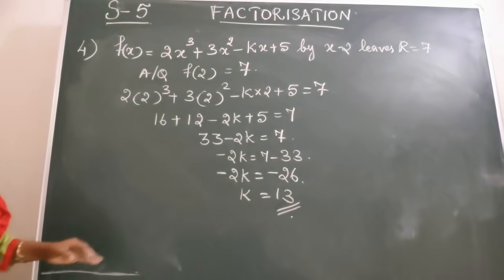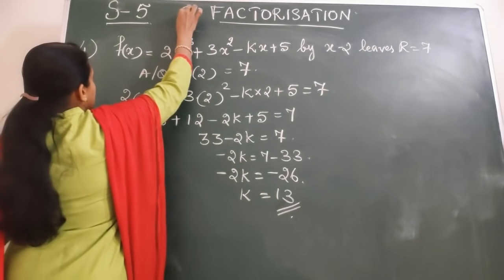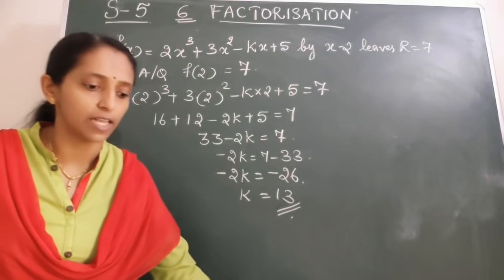So just to note down in your copy, this one, f of x. f of x equal to, what is given? 2x cube plus 3x square minus kx plus 5. That is question number 4 of your textbook, exercise 6, chapter 6. Factorization, you got the value of k.